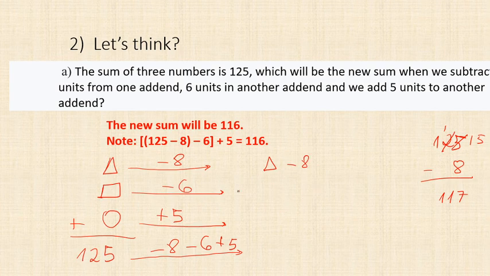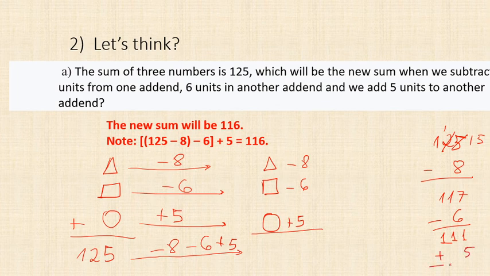Then, when I subtract 6 units from the second addend, I subtract 6 from my result. So my new sum will be 111. And finally, when I add 5 units to the third addend, I have to add 5 to my final result. And this will give me 116, which is the result here, okay? So let's see another example.